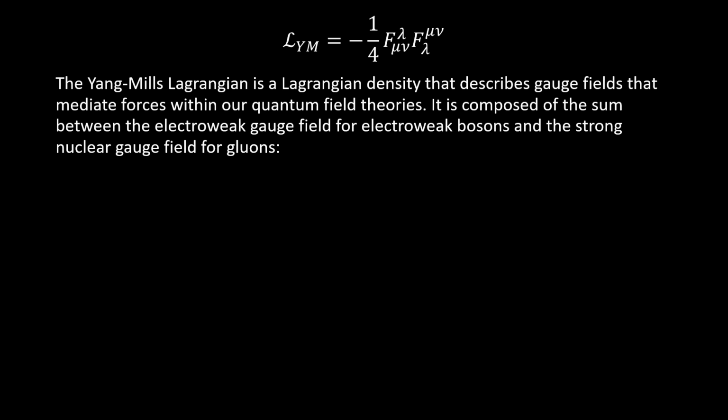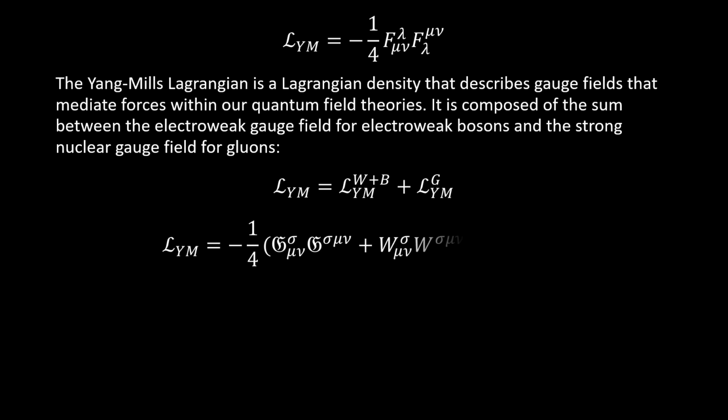So your electroweak bosons are going to be your bosons that lead up to your W plus, W minus, and Z bosons, as well as your photons. That's where your electroweak bosons come into play, and then the remaining strong boson is the gluon itself, and that gives you strong nuclear fields. So you can see this Lagrangian density split up into two further Lagrangian densities of the W and B and G bosons. And we can expand that, of course, further in tensorial notation, as you see here.